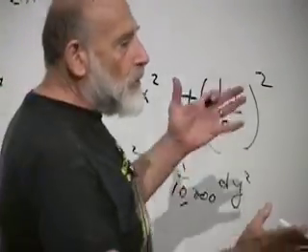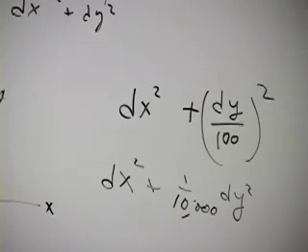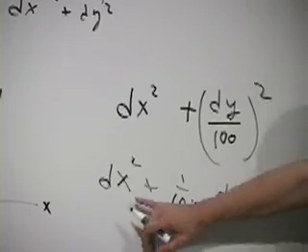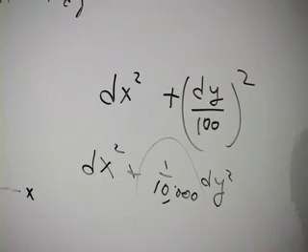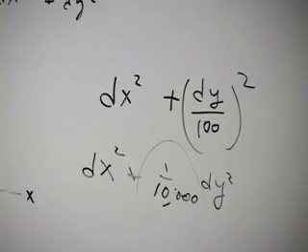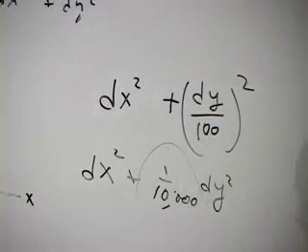So if I do something stupid, like use awkward coordinates where x and y are not measured in the same units, then my expression for distance is going to have a form which will contain some funny numbers in it, like 1 over 10,000 here. In particular, it won't be the nice symmetric dx squared plus dy squared. I go a little further.